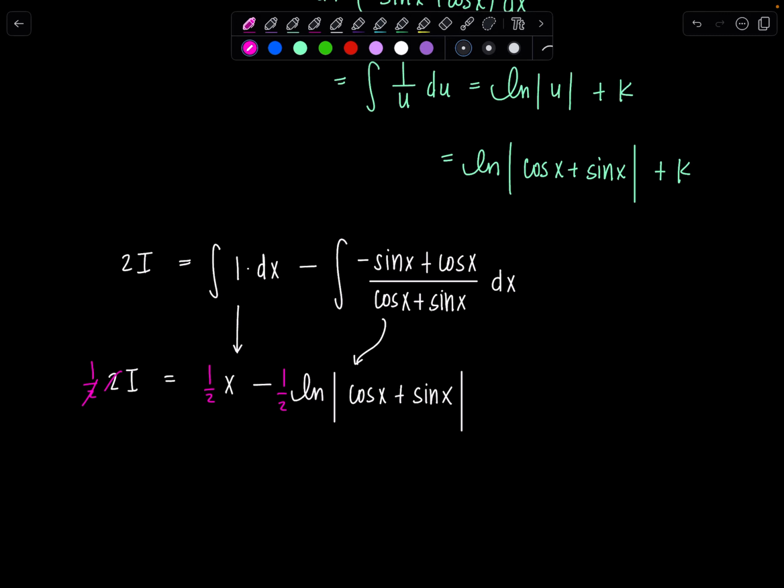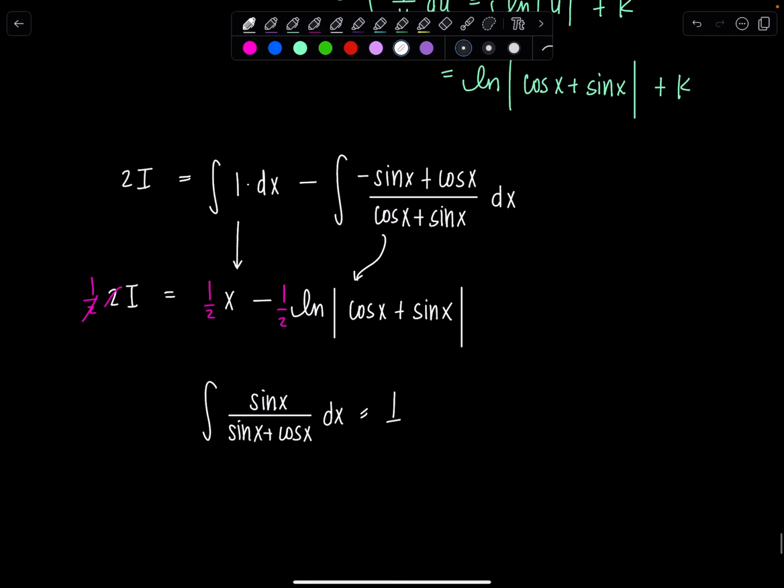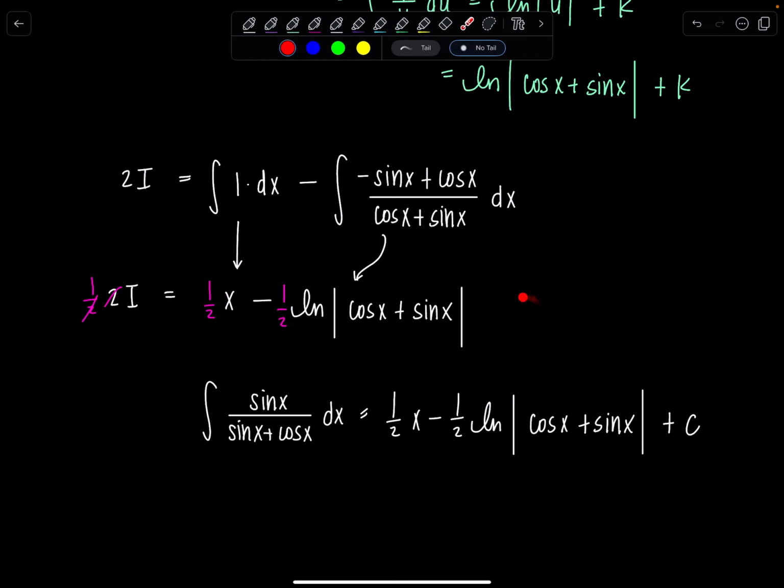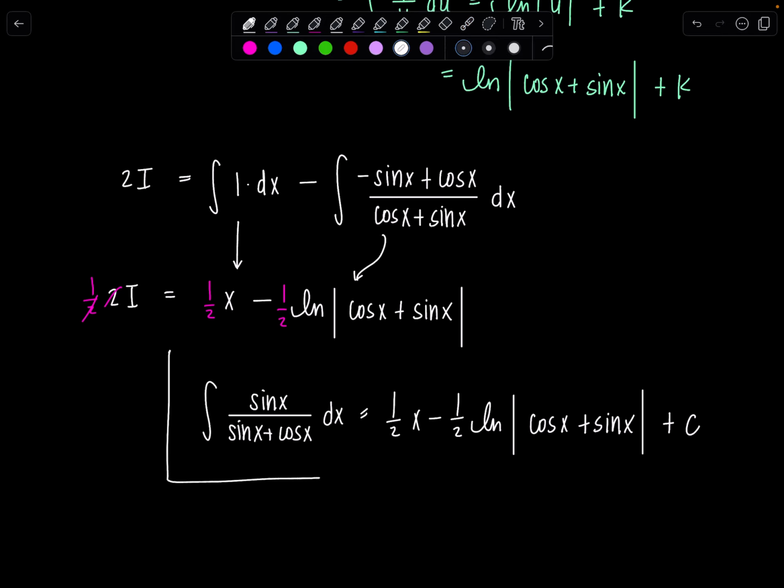So then we can say our original integral, what was it? It was integral sine x over sine x plus cosine x dx equals 1/2 x minus 1/2 natural log absolute value cosine x plus sine x plus c. Okay, if I had put plus c here, then divided it by 2, this would be the constant divided by 2, and I just didn't want to fuss with that. Okay, so that concludes the integral of the day.